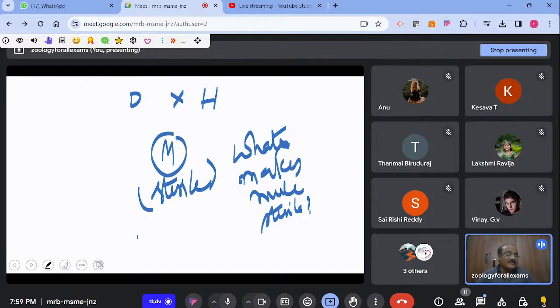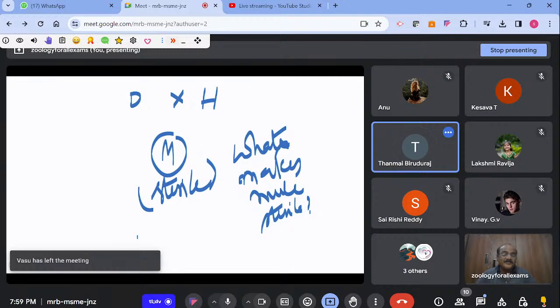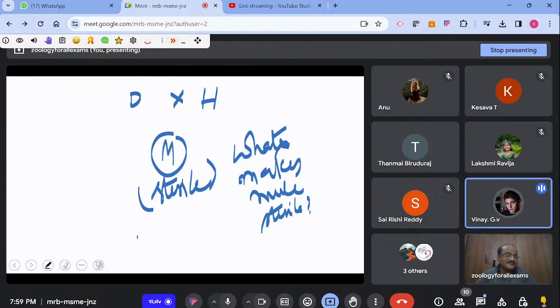The number of chromosomes in donkey and horse are the same. So it receives 10 from donkey, 10 from horse. Still you are saying it is a mule. Sir, it is a sterile offspring. That's what I'm asking. What makes a mule sterile? Why are you saying that it is sterile?